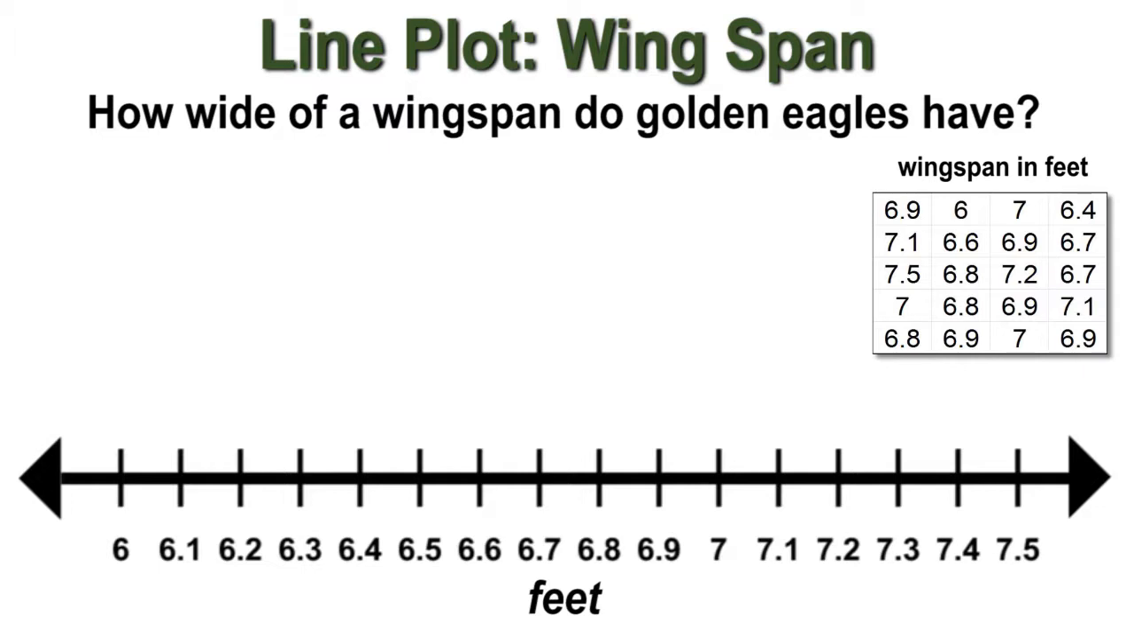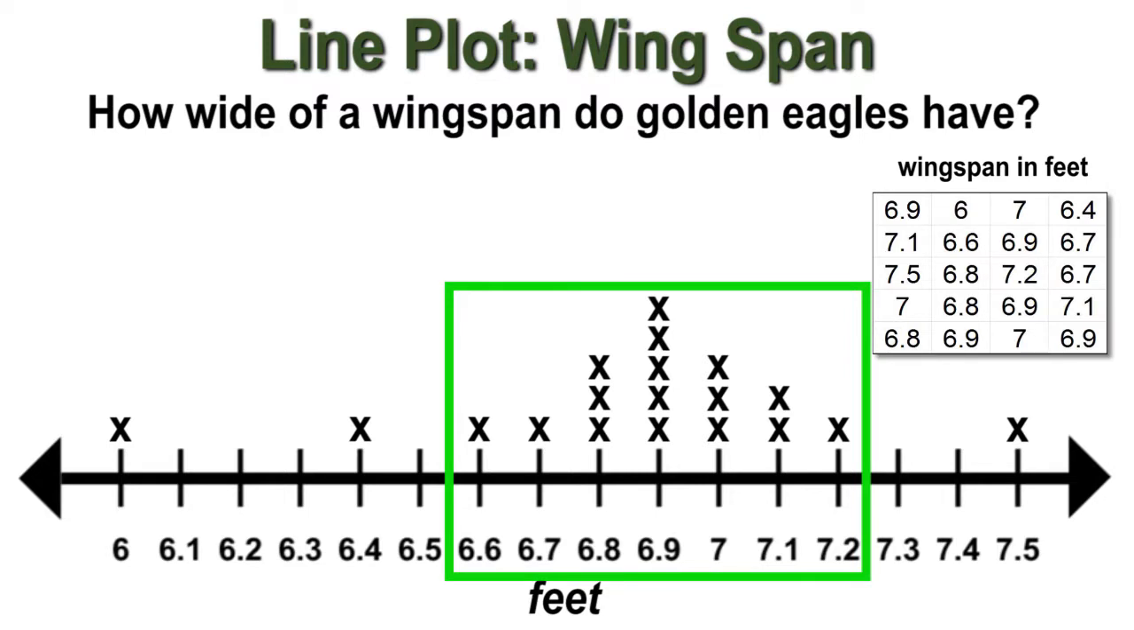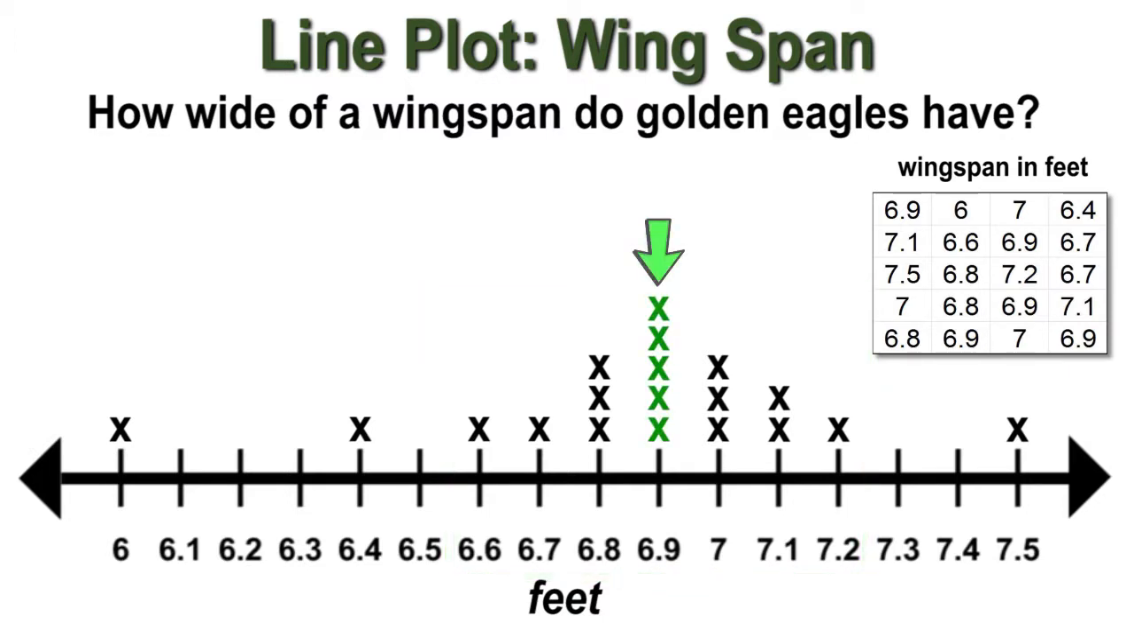Now we will look at the data points. Each data point will be represented by an X on the number line. We will add an X for each data point: 6 and 9/10, 7 and 1/10, 7 and 5/10, and so forth. After our line plot is completed, we can examine the graph for patterns. For example, we can see that most golden eagles have wingspans between 6 and 6/10 feet and 7 and 2/10 feet. The most common wingspan is 6 and 9/10 feet.